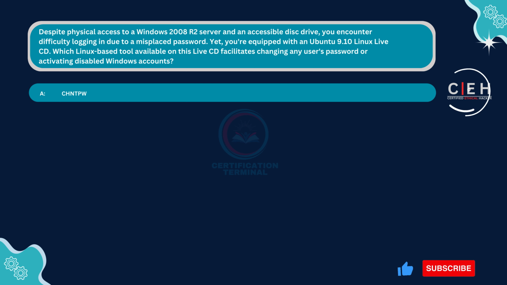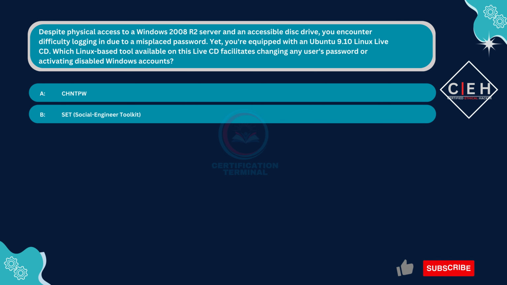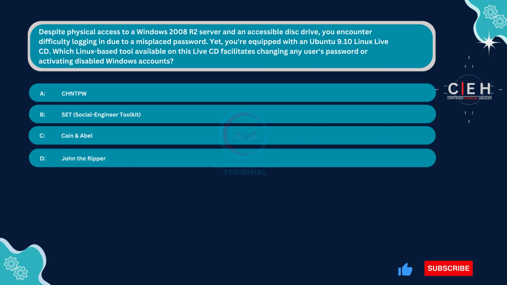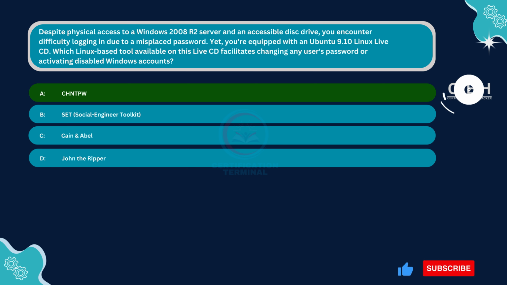Option A, CHNTPW. Option B, SET, Social Engineer Toolkit. Option C, Cain Enable. Option D, John the Ripper. The correct answer is Option A, CHNTPW. CHNTPW, also known as Offline NT Password and Registry Editor, is a Linux-based tool that facilitates changing any user's password or activating disabled Windows accounts.